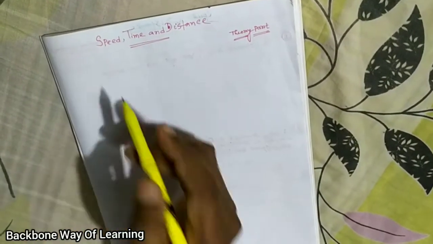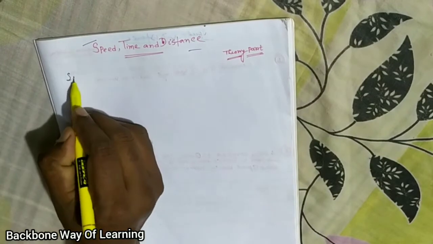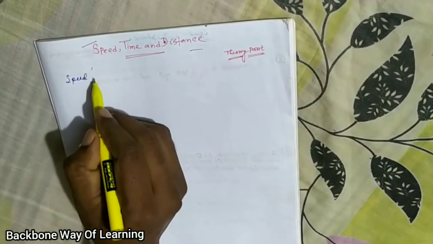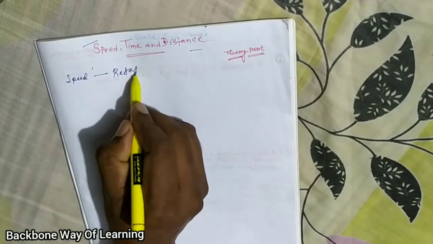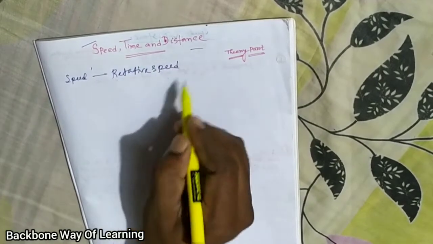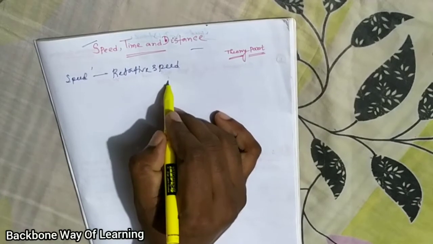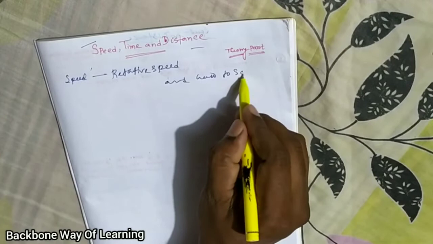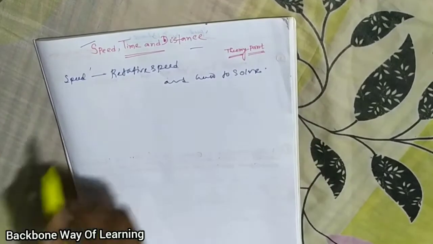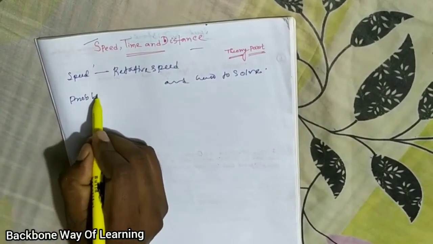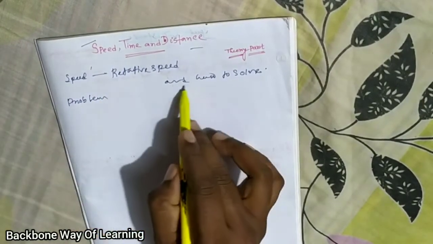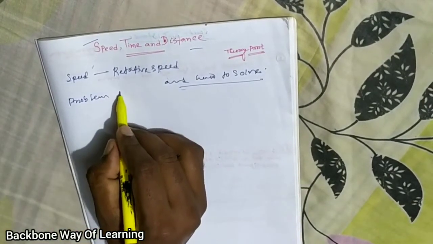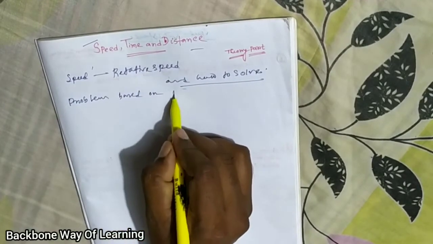Today we discuss some theory problems on speed, time and distance. In this chapter we will also learn about speed, relative speed, and how to solve problems based on speed, time and distance.